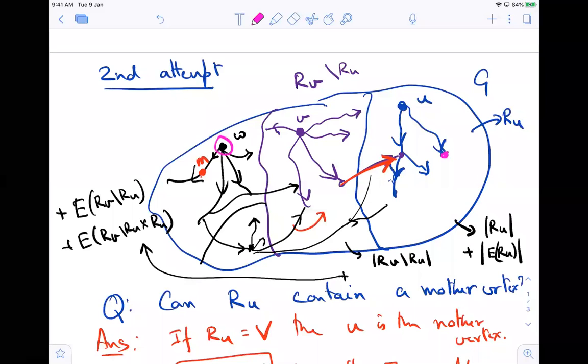So what have I done? I've thrown away things which cannot be mother vertices. Finally, I found a vertex which completes the whole thing. From looking at this structure, I cannot say whether this is a mother vertex or not, by the way. But all I'm saying is that if a mother vertex exists, then W is a mother vertex.